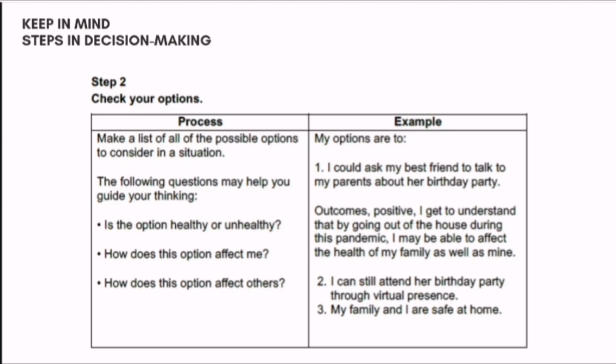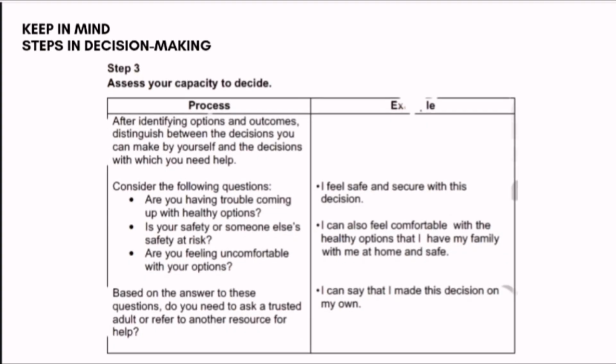Okay, so yun yung check your options. Step 3, assess your capacity to decide. After identifying the options and outcomes, distinguish between the decisions you can make by yourself and the decisions with which you need help. Or, syempre, bata pa naman kayo. Hindi pa lahat ng mga bagay ay kaya niyong pagdesisyonan. Ngayon, alin sa mga desisyon ang kaya niyo nang mag-decide na kayo lang at ihiwalay niyo ano ba yung mga option o mga desisyon na kailangan niyong sumangguni sa inyong mga magulang.